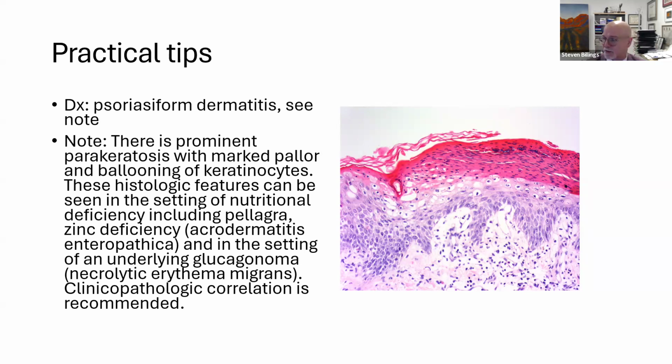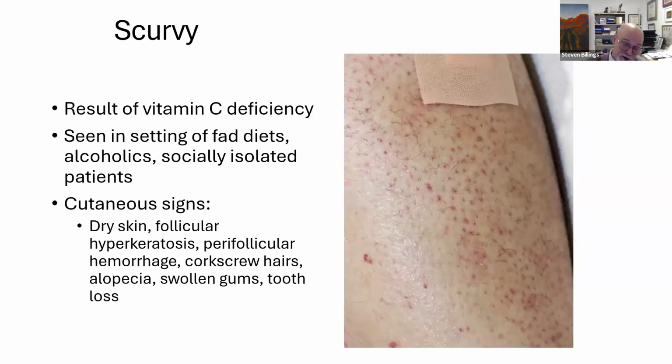And that clinical correlation is essential if you don't have good clinical history. I'm going to talk about one last thing, not because it's all that common, but because it does happen occasionally. And it has very characteristic findings if you know what to look for, and that's scurvy, which we all know is a vitamin C deficiency.